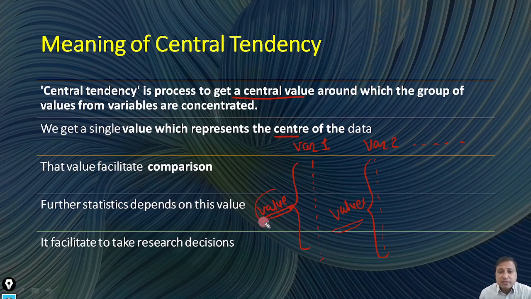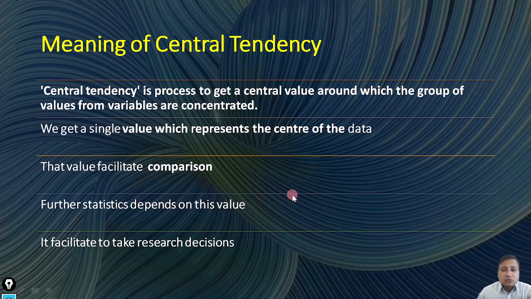This value plays a very important role in our analysis and interpretation, because it helps us compare with other values. This value helps us take crucial decisions in our research. This value helps us give further statistical treatment, and it has tremendous use in statistics. That is why central tendencies play a very important role in statistical analysis.